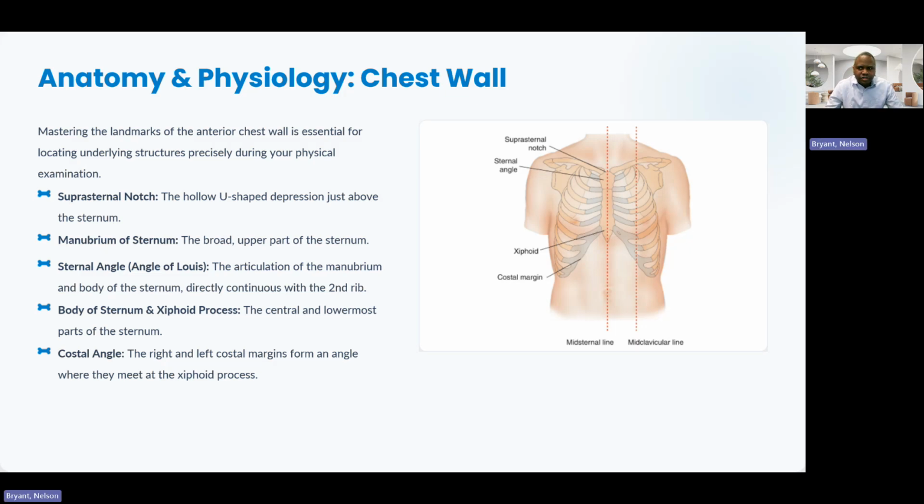So this is anatomy and physiology, which we'll not delve much into, but understanding the anterior chest wall landmarks is the foundation of a respiratory assessment. For example, the sternal notch and sternal angle, also called the angle of Louis, serve as critical starting points for counting the ribs and precisely identifying the locations of underlying lung lobes and heart valves.